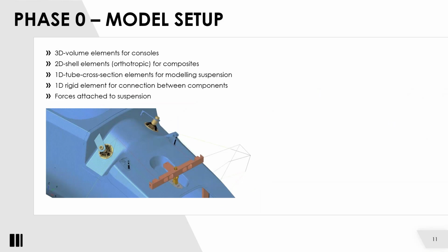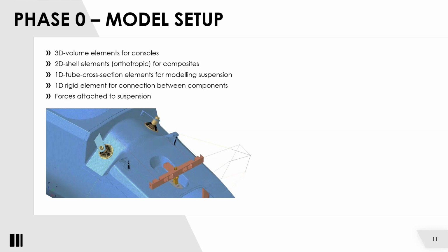For the model setup, we use 3D volume elements for all the consoles. Like here you can see rocker mounts or the anti-roll bar. You model this in 3D. For all the carbon fiber parts, we use 2D shell elements in order to have a really nice look at the layers later on. For simple stuff like push rods, pull rods, wishbones, we use 1D tube cross section elements.